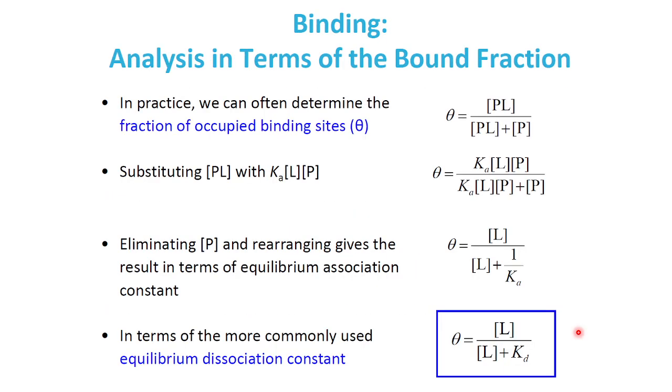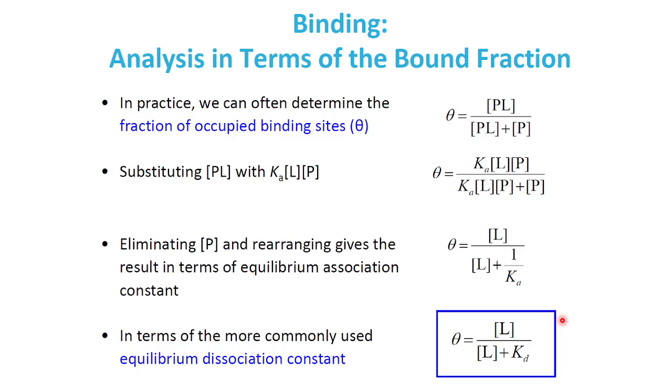When we analyze it in terms of the bound fraction, like how many molecules of ligand have bound to the protein, or what is the fraction of the protein-ligand complex, we can frame a formula where theta is the fraction of occupied binding sites, which is equal to the protein-ligand concentration divided by the protein-ligand concentration plus the protein concentration. That is the total protein concentration in the entire reaction. Based on that, the fraction of occupied binding sites, theta, can be simply written as ligand concentration divided by ligand concentration plus Kd.